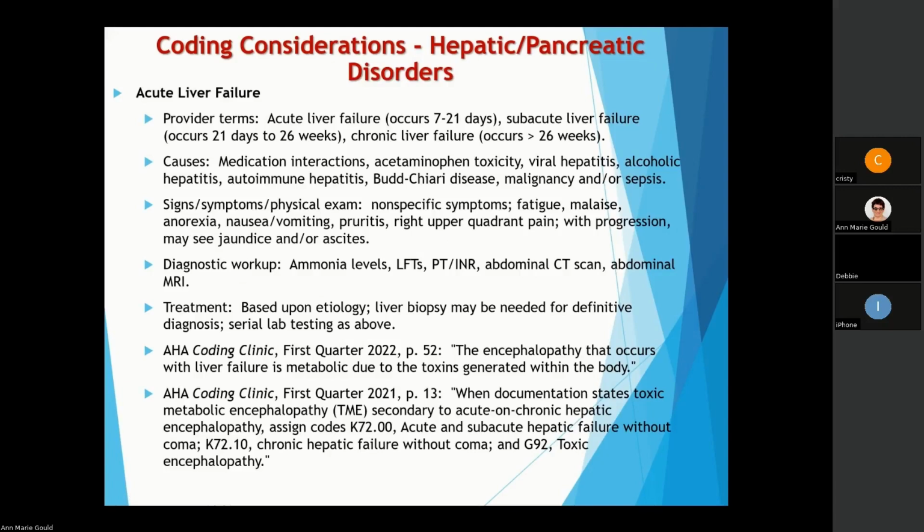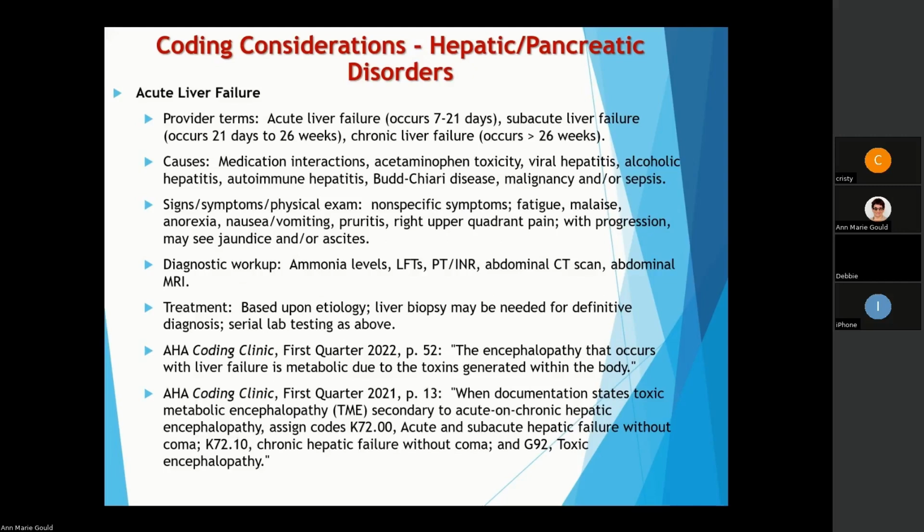Acute liver failure. Provider terms you may see are acute liver failure, subacute liver failure, or chronic liver failure. As you can see, I brought in the days and weeks associated with the different types of liver failure. I think that's helpful from a CDI perspective. Is it acute liver failure? That usually occurs within three weeks. Is it subacute? That usually occurs in 21 days up to 26 weeks. If it's after 26 weeks, I believe that's 6 months, they have chronic liver failure.